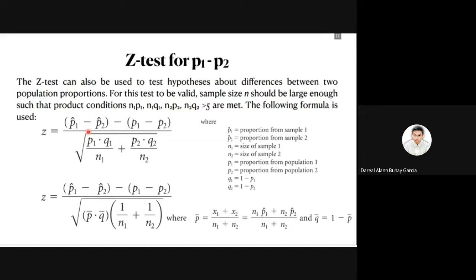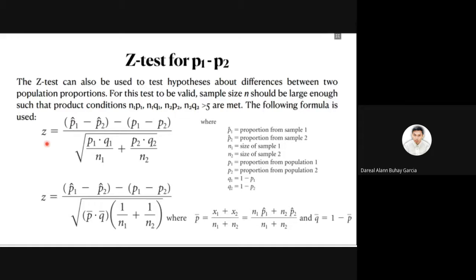A Z formula for differences in sample proportions is developed and is stated as follows, right here. The formula can be used to determine the probability of getting a particular difference in two sample proportions when given the values of the population proportions. In testing hypotheses about the difference in two population proportions, particular values of the population proportions are not usually known or assumed. Rather, the hypotheses are about the difference in two population proportions.